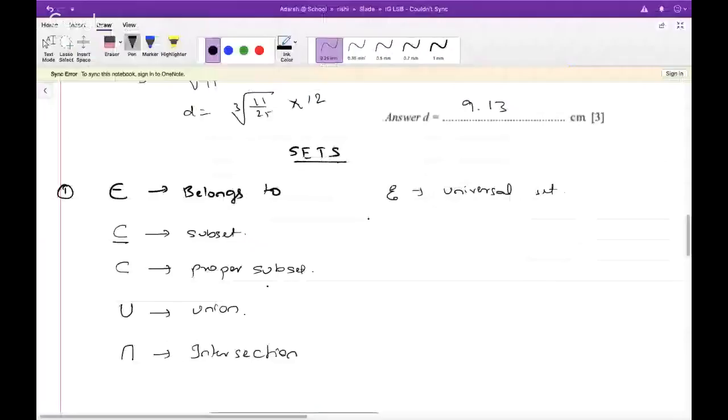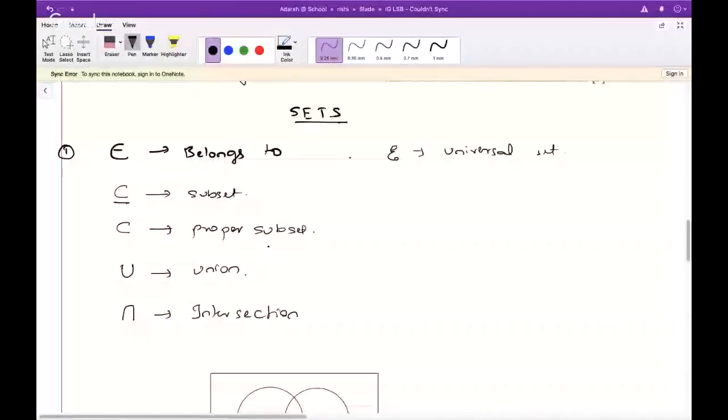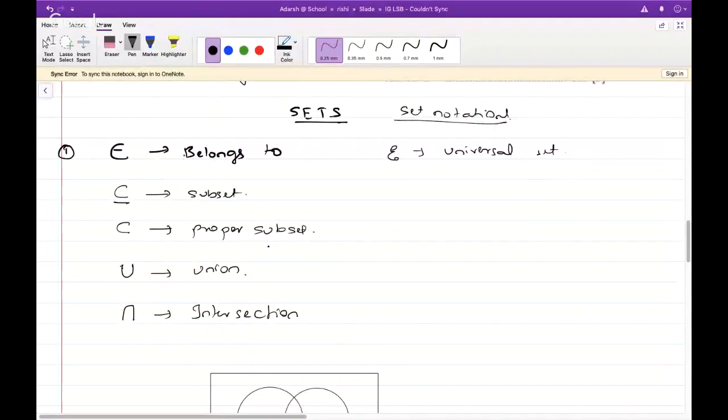Dear students, today we are going to learn about sets and set notation. So, in this session, first we'll learn about what this symbol means. This is a symbol which means belongs to.